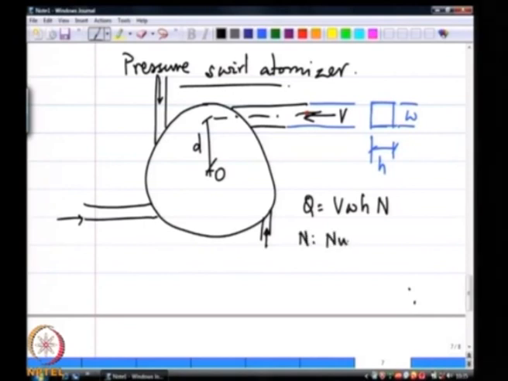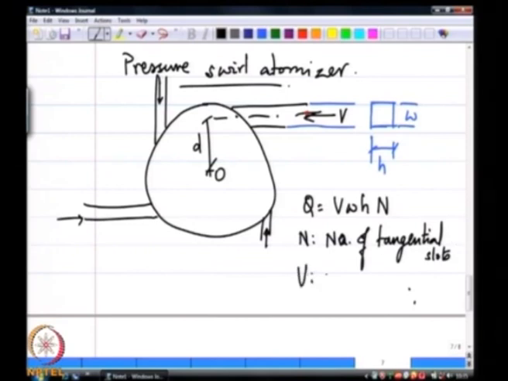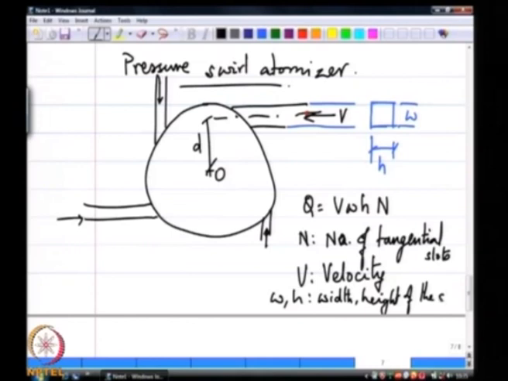n is the number of tangential slots, V is the velocity coming in, W and h are the width and height of the slots.